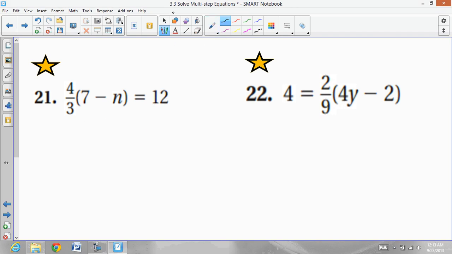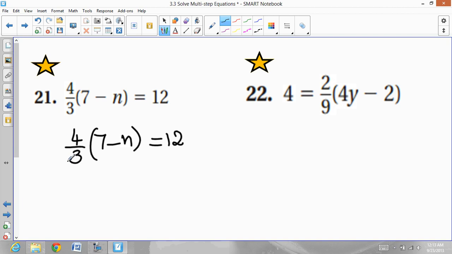We are continuing with 3.3 Solving Multi-Step Equations Part 2 of the same lesson. Look at question number 21: 4 over 3 times 7 minus n equals 12. Students, you have two options. You can do the distributive property and then get the answer, or you can try getting rid of this 4 over 3.